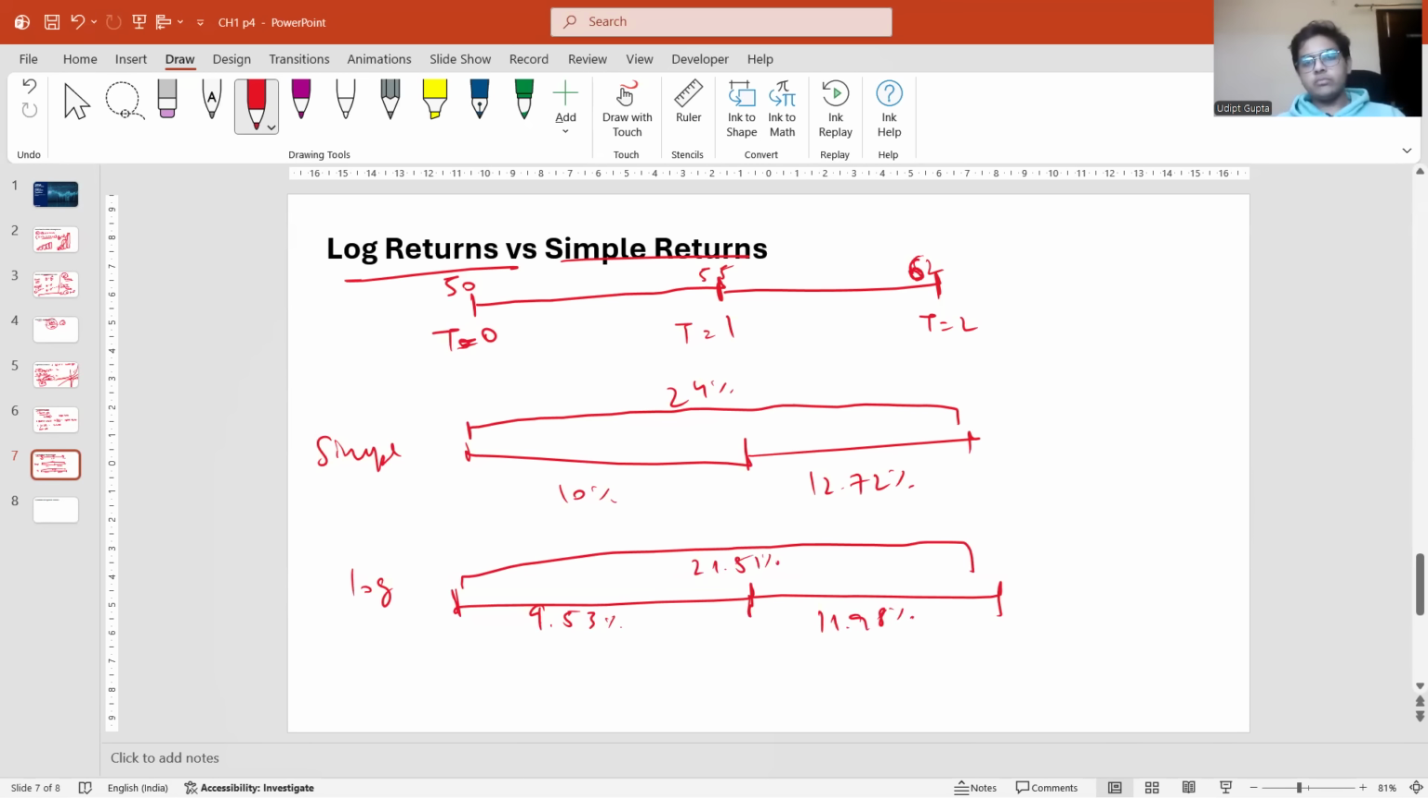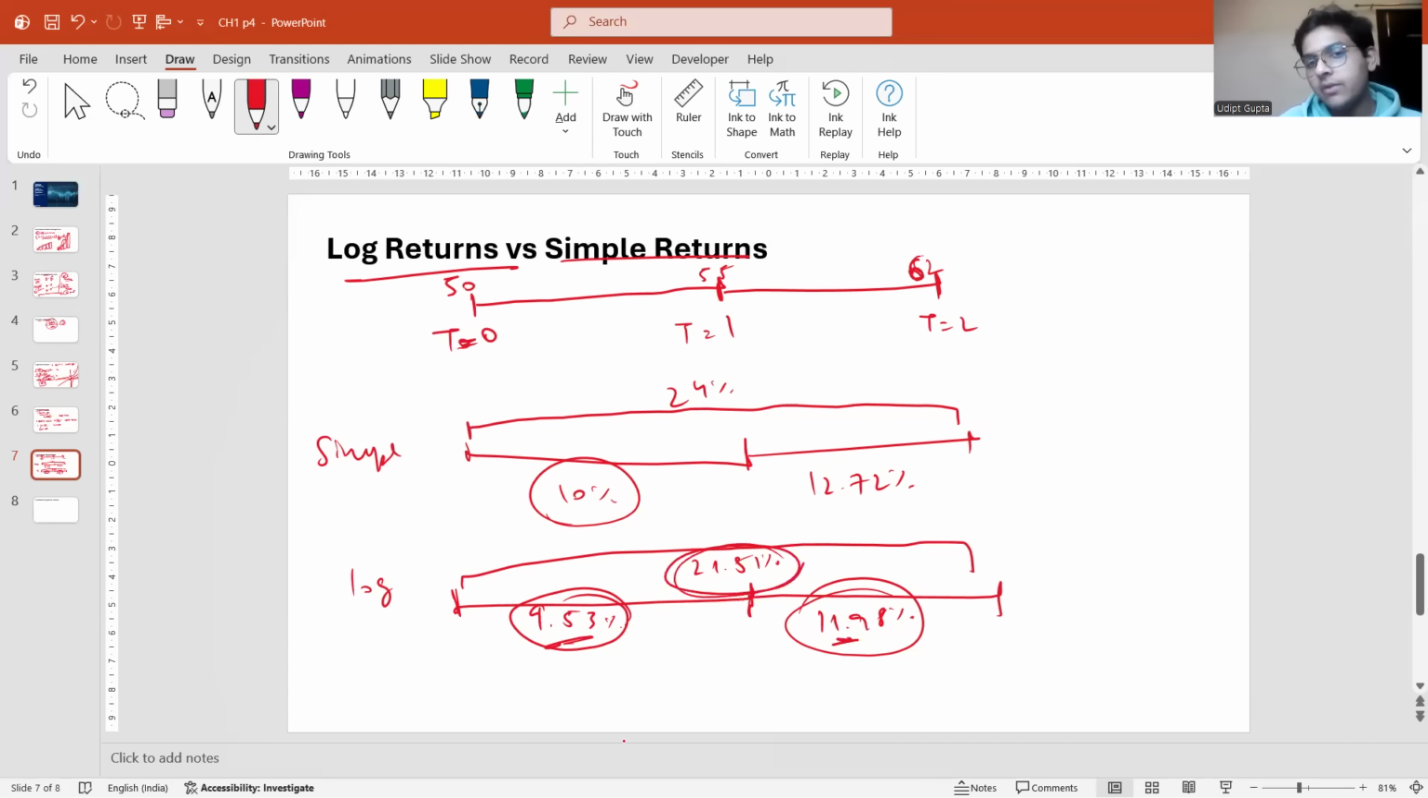These returns are very close, 9.53%, 10%, 12.72%, 11.98%, because this is a very small number we are talking about. The changes are not that big. So that's why the numbers are not even that different. Yes, there is a 1% difference, but that makes sense right now. It's not too much of a difference. But now look at the aggregation. The aggregation of these numbers will give you perfectly 21.51%.